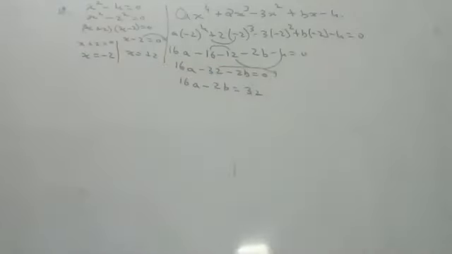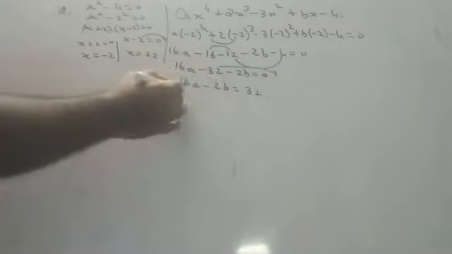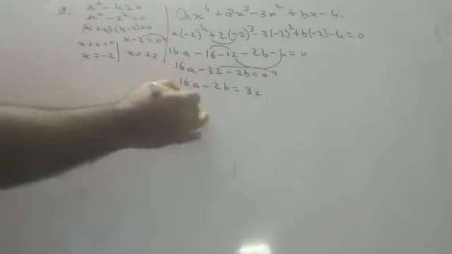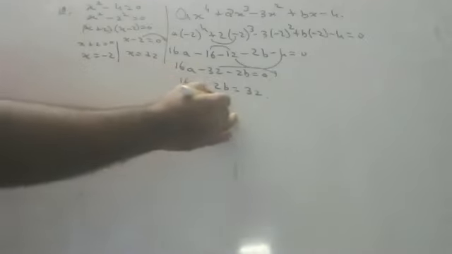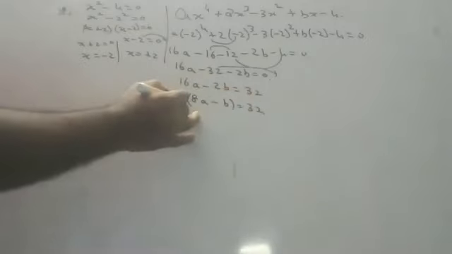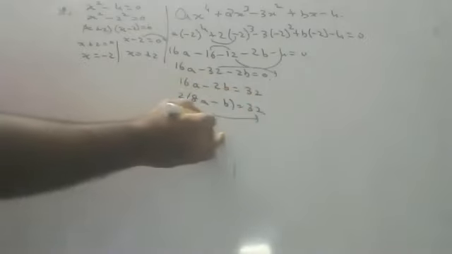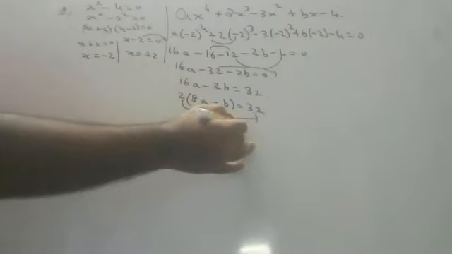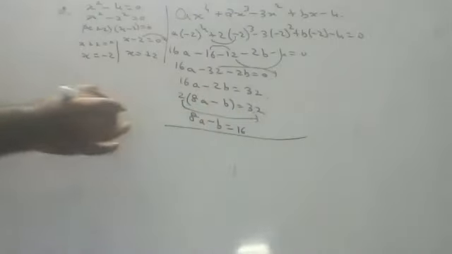Okay, children. I hope you are not getting any confusion. So, children, if you want, you take 2 common here. If you take 2 common here, 8a minus b is equal to 32 by 2, how much, children? 16. This is the first equation.